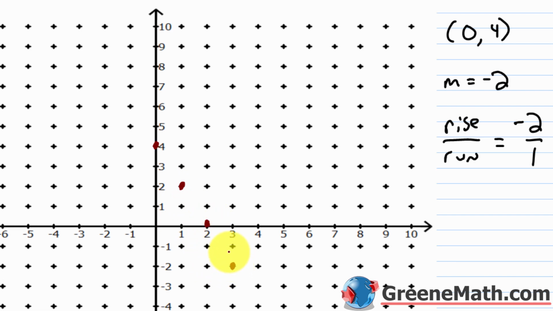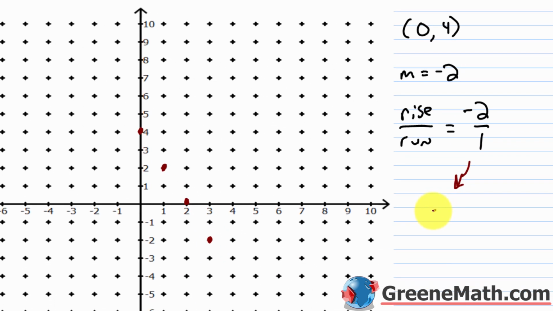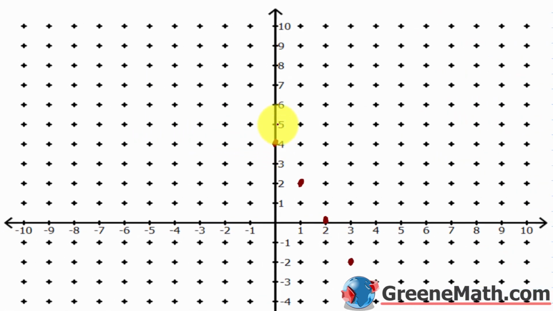There's another point. And you can keep going, or you could change this up and say, okay, well, -2 over 1 is the same thing as 2 over -1. So I could have started here and I could go up 2, 1, 2, I'd rise 2, and then go to the left 1.